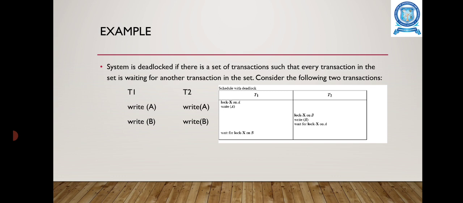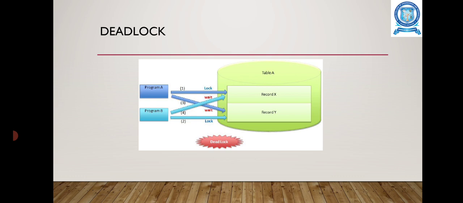It must wait for some time. At the same time the T1 transaction is also waiting for the data item B because it is locked by the transaction T2. This is the deadlock. That means program A and program B perform the same task at a time, on the same record in the same table. There are two records, record X and record Y. These two records are accessed by programs A and B. First the A transaction locked one item, the X item.